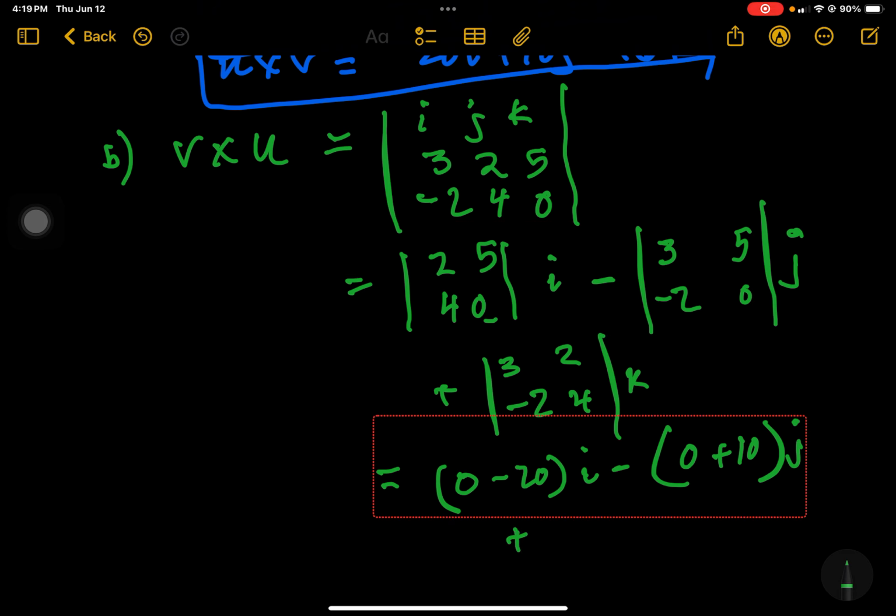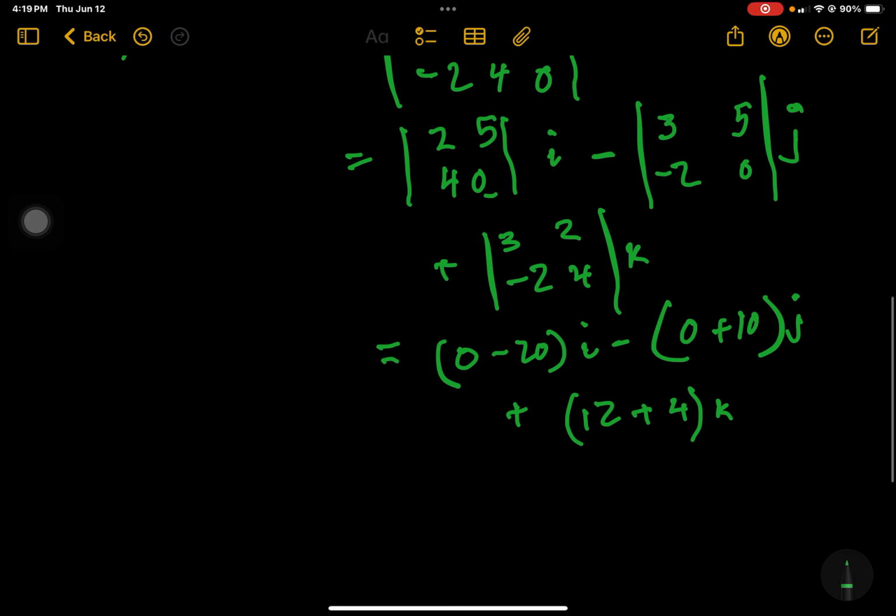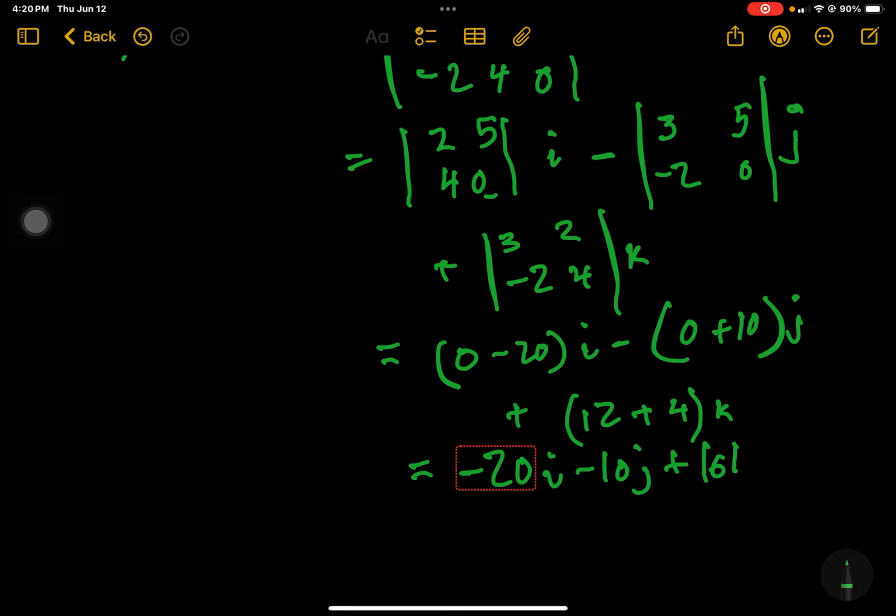And for the K component, you write 3 times 4 is 12. Again, 2 minuses will make it plus 4, 2 times 2 is 4. So that will simplify to 0 minus 20, which is minus 20I, minus 10J, and 12 plus 4 is 16K. So that's your final answer.